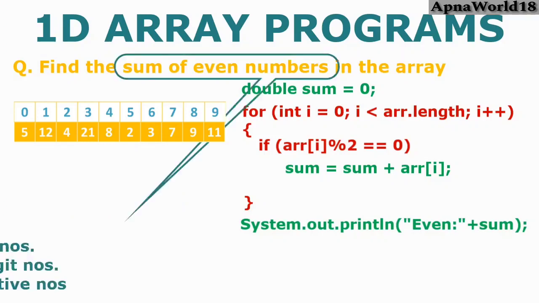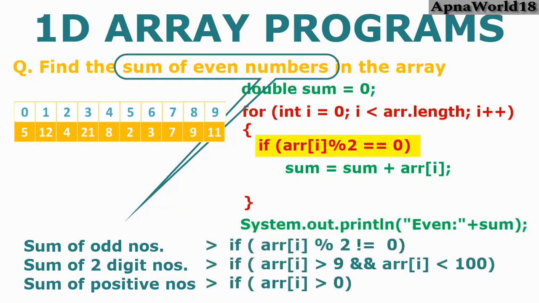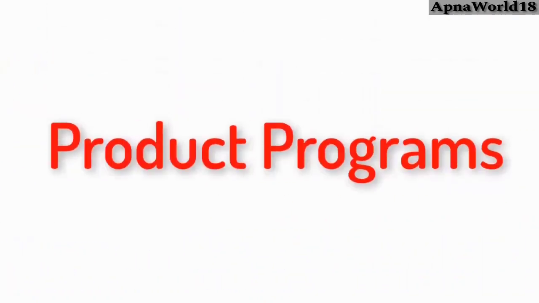Now a variation of this program could be to find the sum of odd numbers or two-digit numbers or positive numbers. This code will work for all print programs we just did by changing the if condition as we learnt in the print programs. Now let's see product, which is also similar.